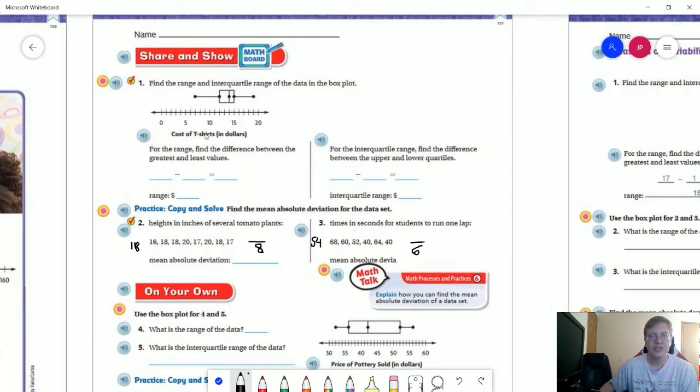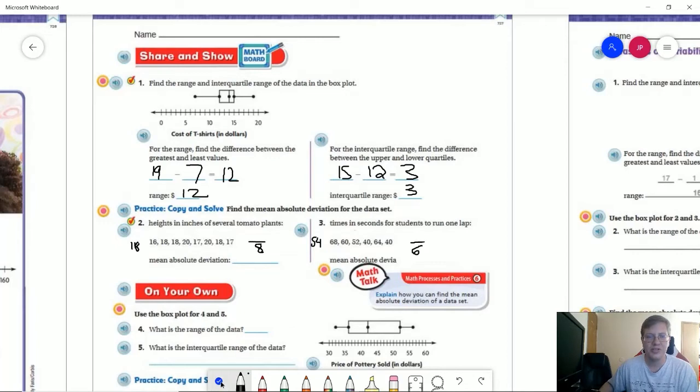So to start with, we need to go ahead and give the values for what we're going to use for the range. So we're going to have 19 minus 7 to get a value of 12 for our range. For our interquartile range, we are going to be doing 15 minus 12, which is going to give us an interquartile range of 3.